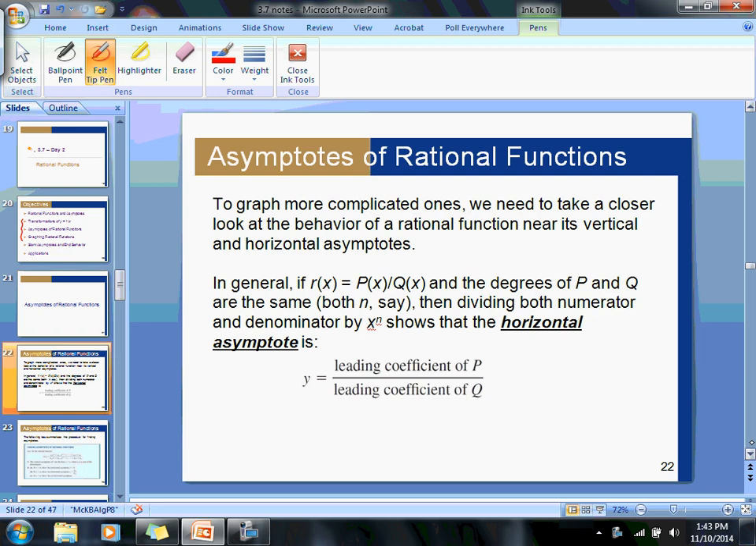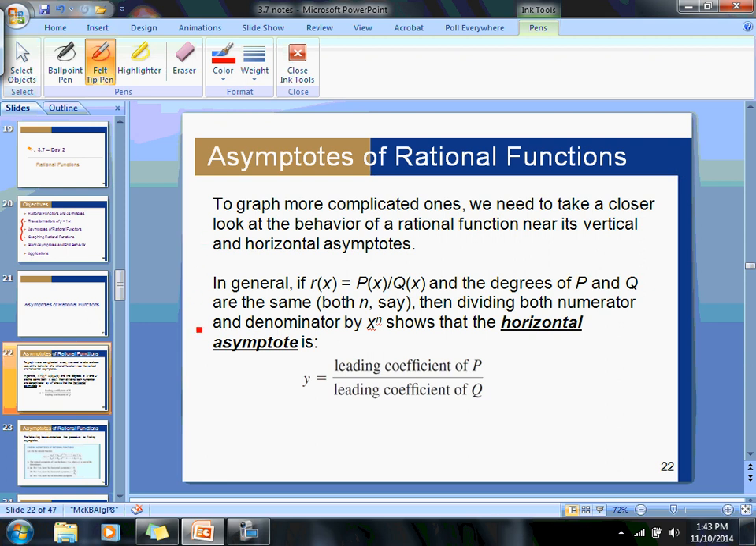Now we observed the asymptotes yesterday, and we talked about how they were either horizontal or vertical lines that the graph approaches but is never supposed to touch, even though sometimes it can cross over it. And here we're going to take a closer look at the behaviors of the vertical and the horizontal asymptotes today.